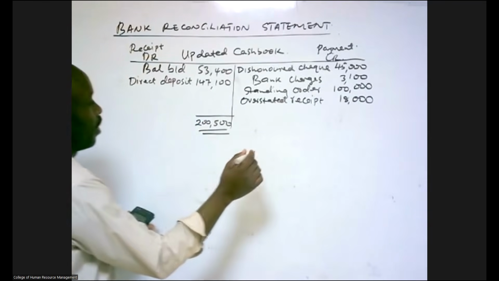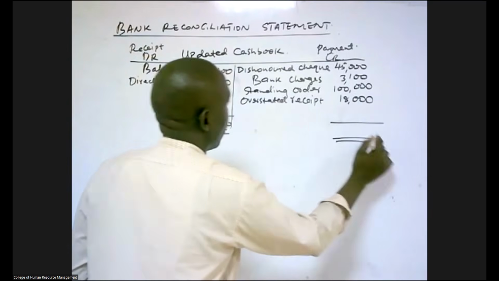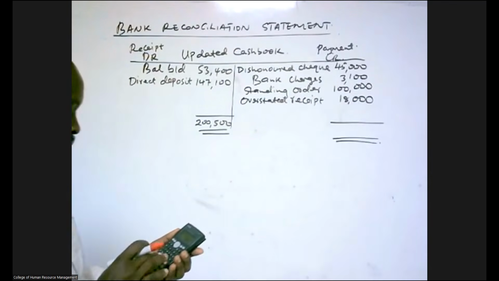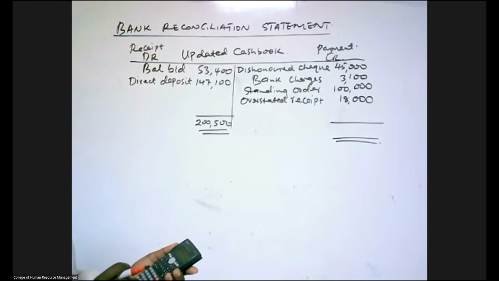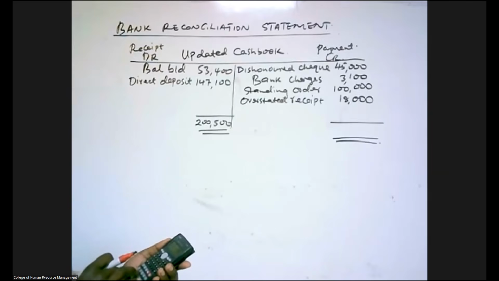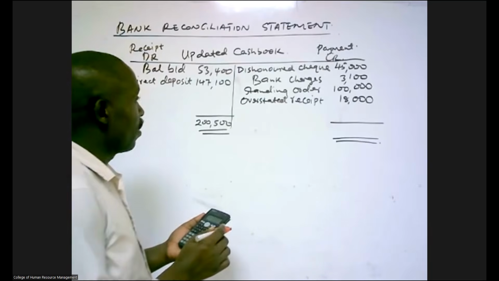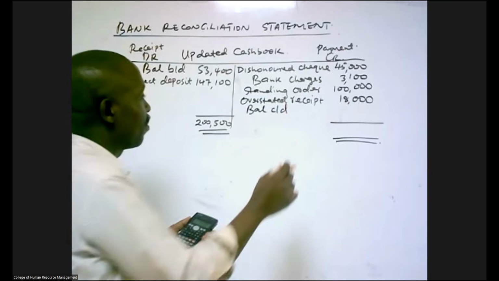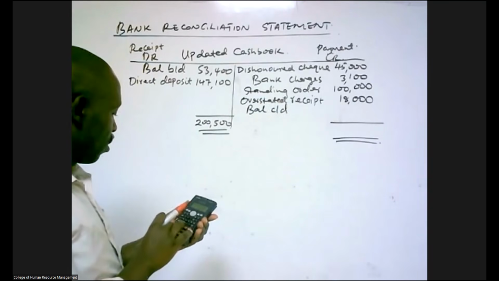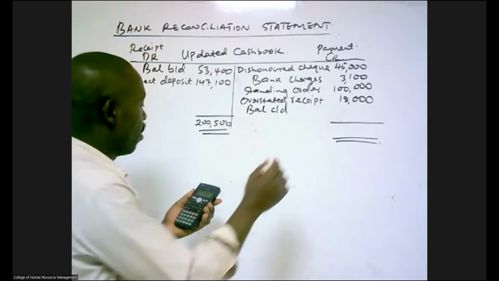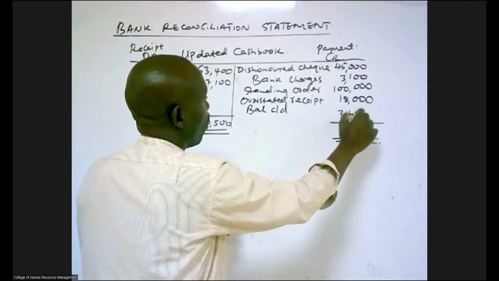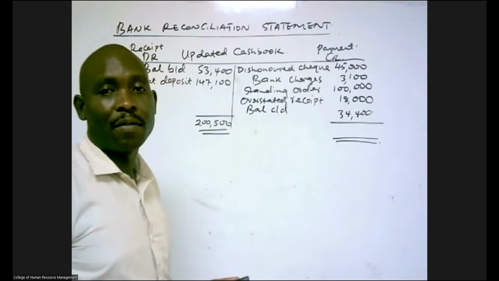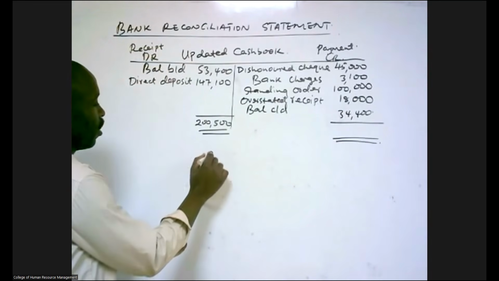That is the total for this side, which should be the same as this side, because this side looks to be having more. If I add the credit side, 45,000 plus 3,100 plus 100,000 plus 18,000, we get 166,100. If I minus from this, I will get my balance as per the updated cash book, 34,400. Once I have that figure, I can proceed to my bank reconciliation statement.